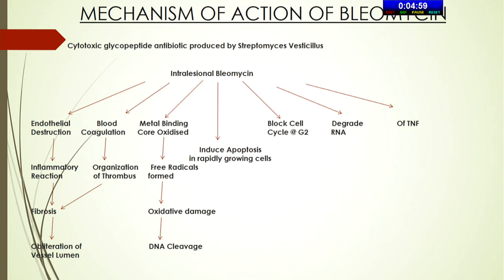So we'll just go on to the mechanism of action. Various things have been described, but basically it causes inflammatory reaction and fibrosis, or thrombus formation, or oxidative damage. As you know, bleomycin is an anti-cancer agent, so one of the mechanisms is through that, and the other ones are due to the inflammatory reactions that it causes. Of course, apoptosis is also an important mechanism, and the list goes on and on, just for academic purposes.